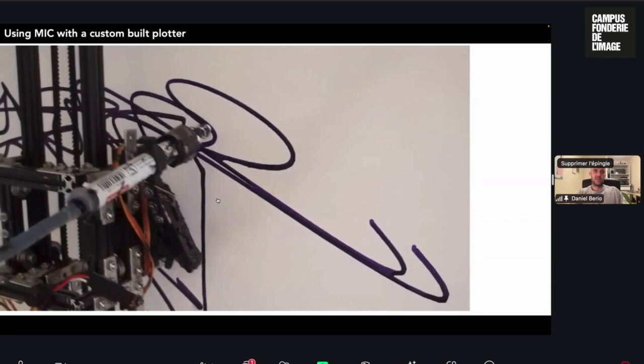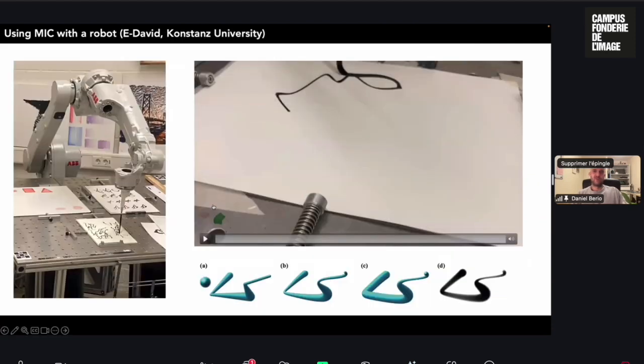And I've been trying more and more to work with robotics. Here's an example of using the same technique. This is a lab in Germany, at Konstanz University, where they have this big industrial robot repurposed for painting. And again, because the system I just showed you allows you to work with essentially any dimensions, I'm working mostly in 2D, but you can also optimize the pressure of the brush.